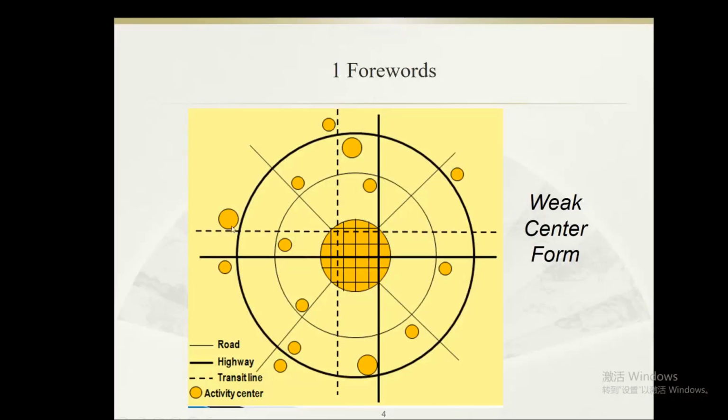First, you can also find activity centers here, here, here, here. Activities are scattered. Yes, still scattered. This is one of the reasons. The second is more important. It is more organized than motorized form, but it is still called weak center form. Why? Listen to my question carefully. Why is it called weak?